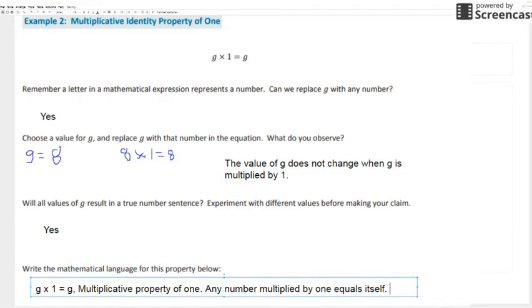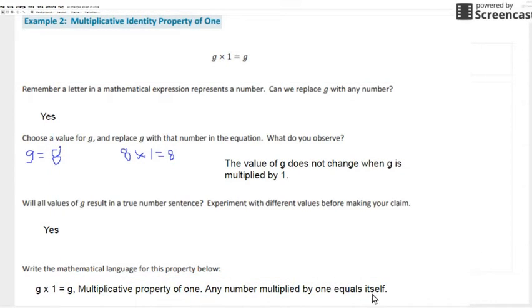So once again, when it equals itself, it just simply means it does not change. So once again, you multiply any number by 1, the answer is just simply itself. All right, going to stop the video, go move on to the next one. We'll talk about our final property of this lesson.